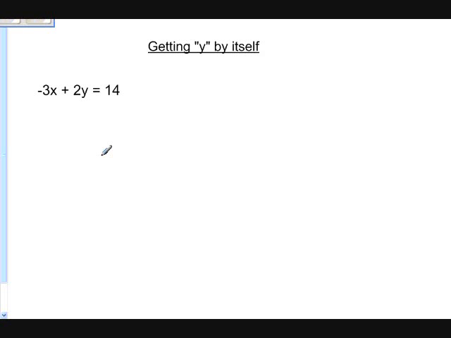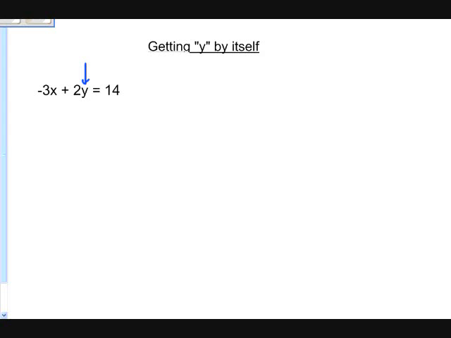We're going to take a look at getting y by itself. Our goal here is to get this y right there by itself. And we still have to follow the rules of equations. So I need to get rid of two things. I need to get rid of the negative 3x, and I need to get rid of the 2 that's next to the y. But in the rules of equations, we always get rid of addition and subtraction first.